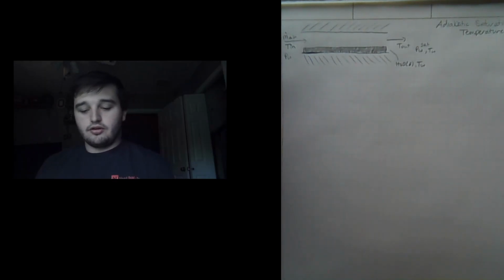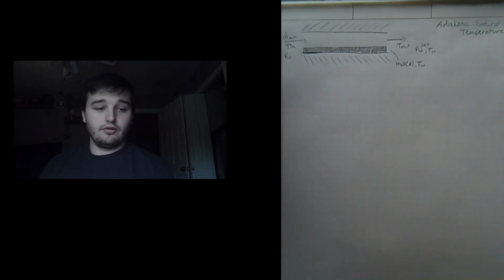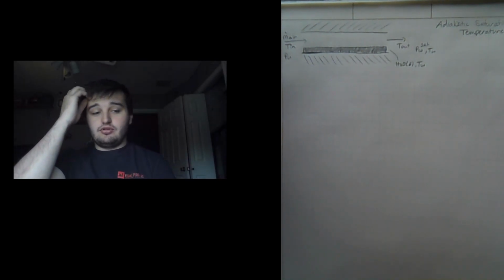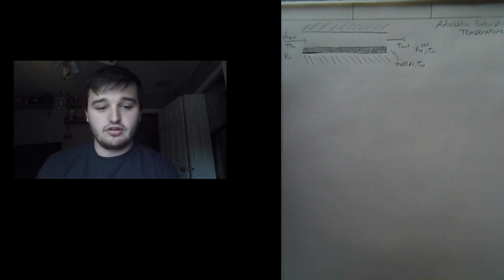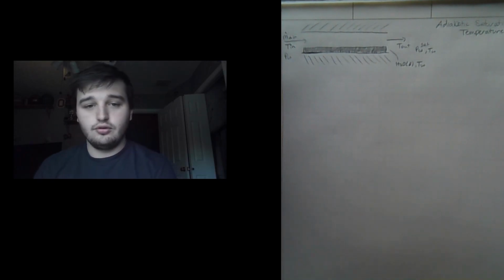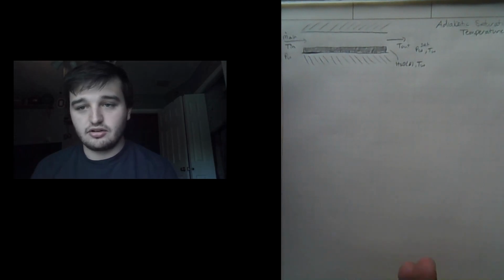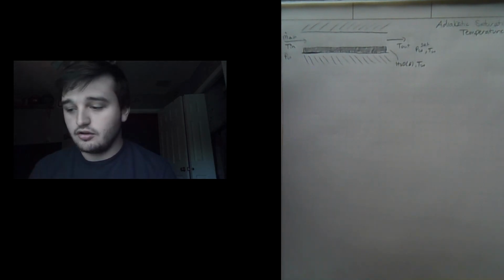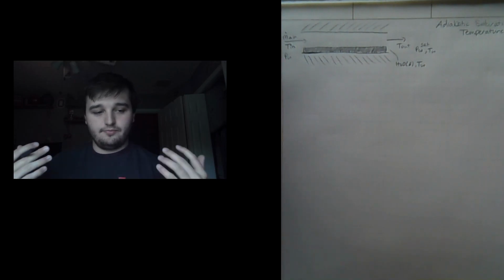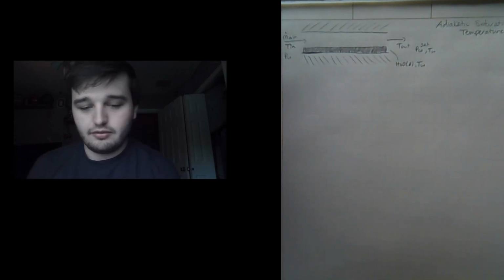So now we're moving on to part 3 of the first part of this exam, which is to explain the relationship between the adiabatic saturation temperature and the wet bulb equation that we found in part 2. And we're going to see how similar these adiabatic saturation temperature equations are to the wet bulb equation that we found in part 2.